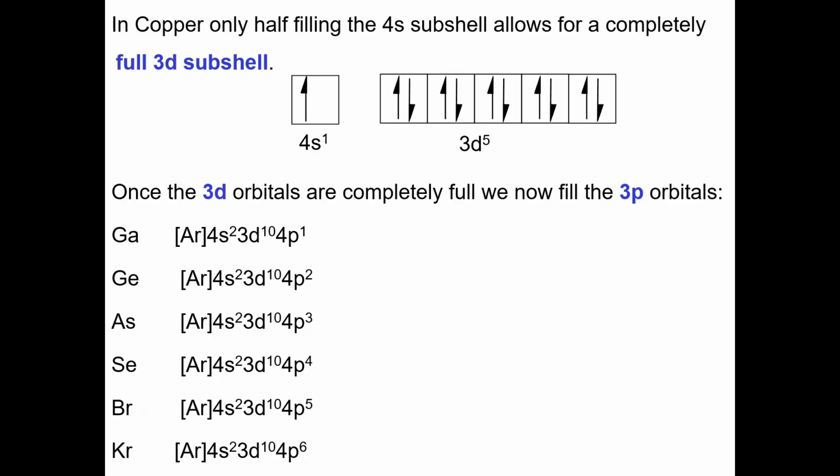Similarly with copper, by taking an electron from the 4s and putting it into the 3d, we can see that should say 3d10, shouldn't it? We can see that copper gets a completely filled 3d subshell, which is especially stable. Okay, once the 3d orbitals are filled up, we then move on according to the Aufbau diagram to the 3p.